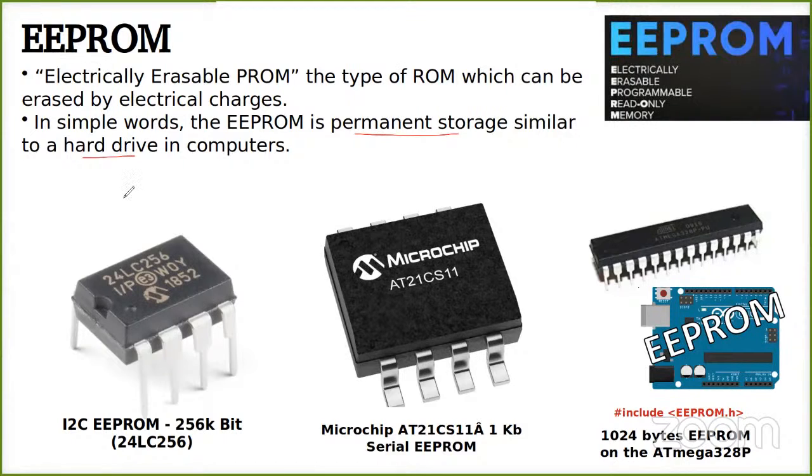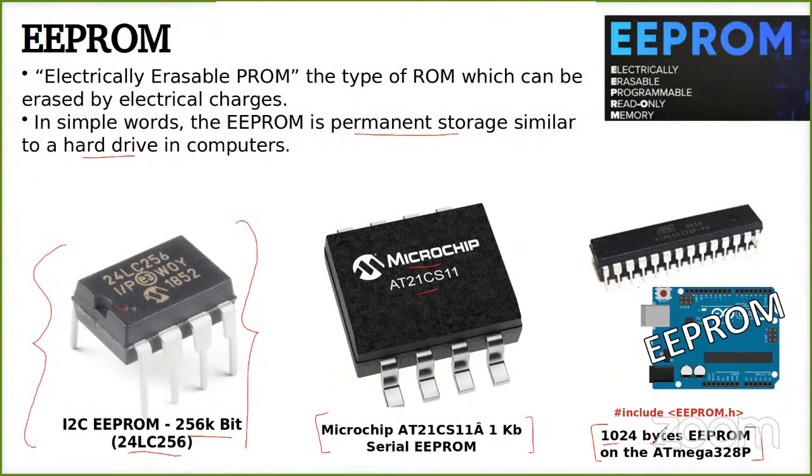This is an example of an EEPROM. This is a 256 kilobit EEPROM, and that is the model number you see over here. Similarly, a Microchip EEPROM is a 1 kilobit serial EEPROM. Here you have another EEPROM of 1024 bytes, that is 1 kilobyte.